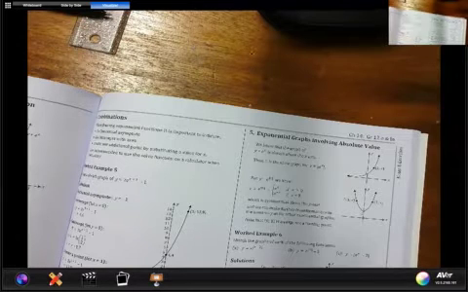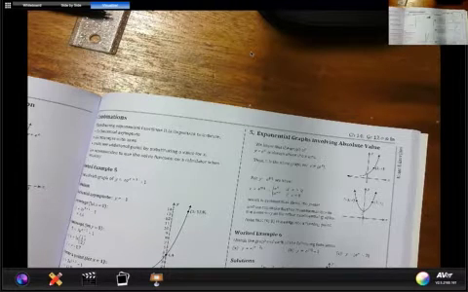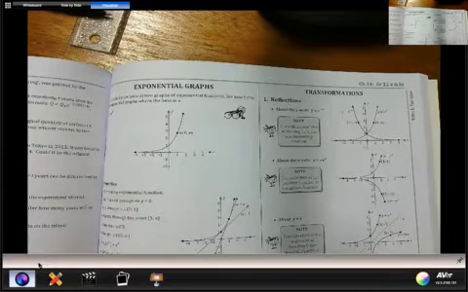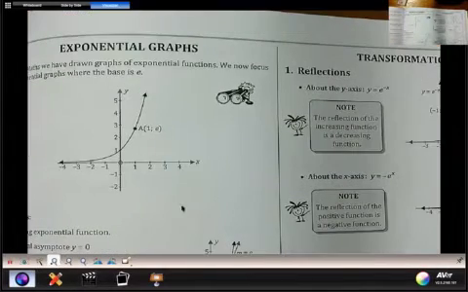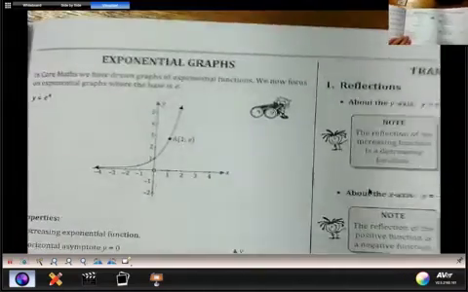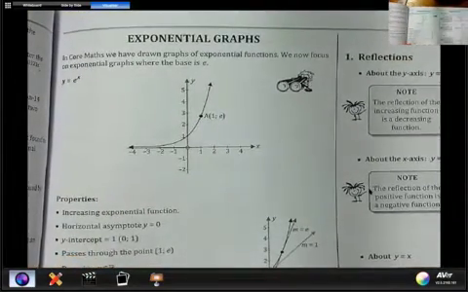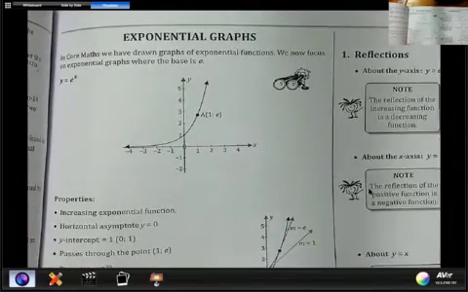There we go. Okay, so we are starting with exponential graphs. We'll zoom in a bit here. I'm actually not going to draw all of these short examples because it will take very long, and I don't actually think it's necessary. You guys are going to get a copy of this book when you get back to school, so I think we can just refer back.